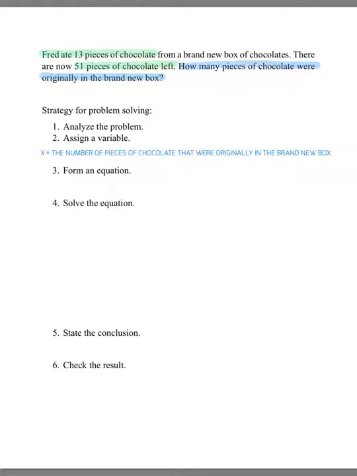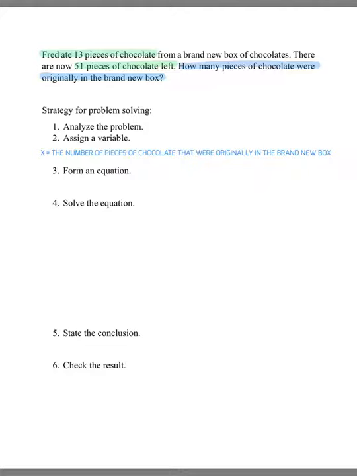What we want to do now is form an equation from the information given. So now let's talk about a real life scenario. Imagine walking into a grocery store and you pick out your favorite box of chocolates. It's going to be a brand new box, so it's untouched, unopened, and therefore it's going to have a full set of chocolates that have not been eaten yet. We don't know, in this case, the number of pieces Fred had in the original brand new box, but we do know that he ate 13 pieces of chocolate. And we know that the leftover pieces are going to be 51.